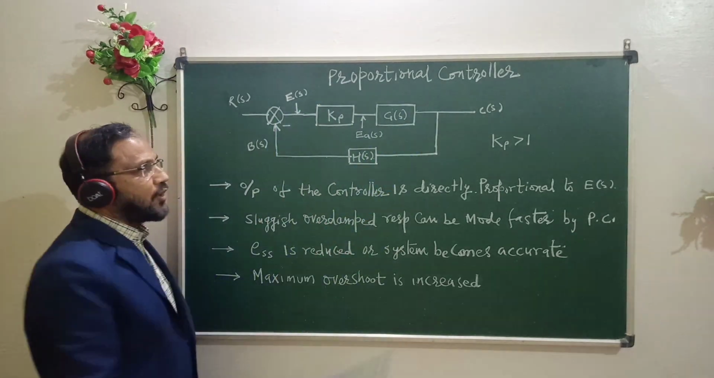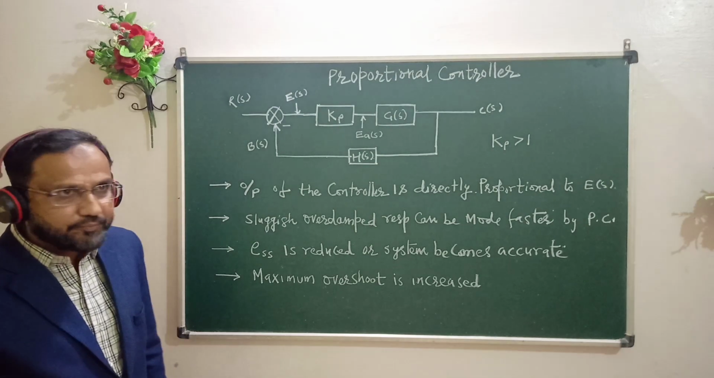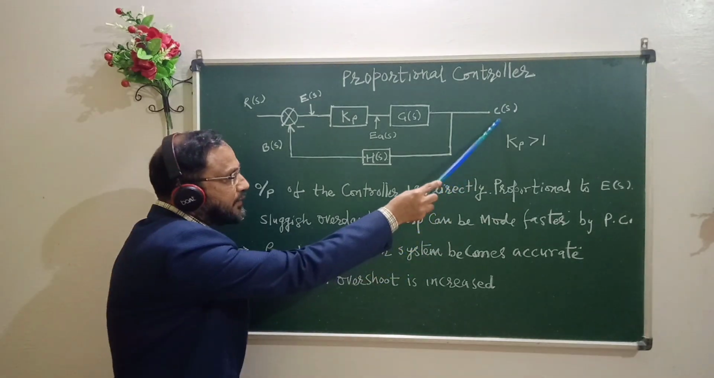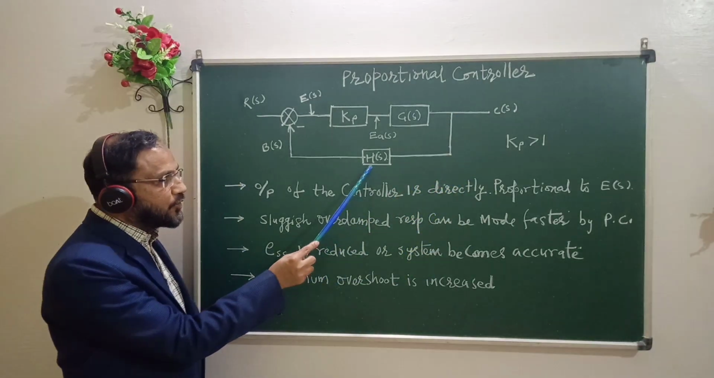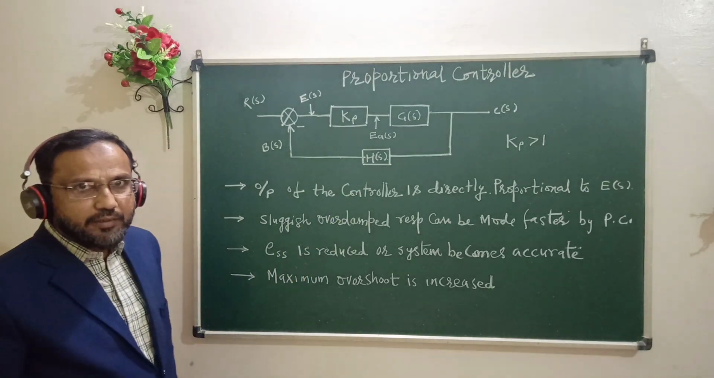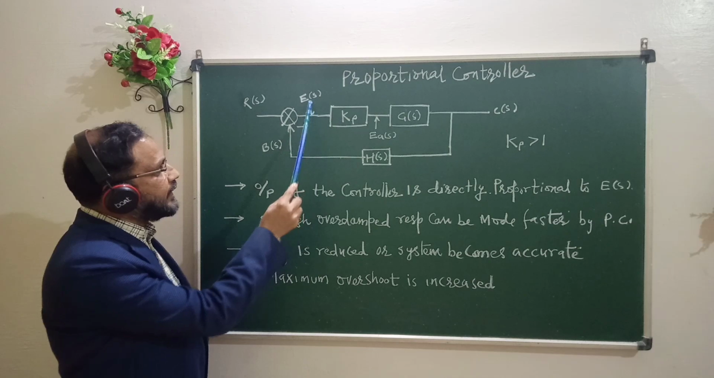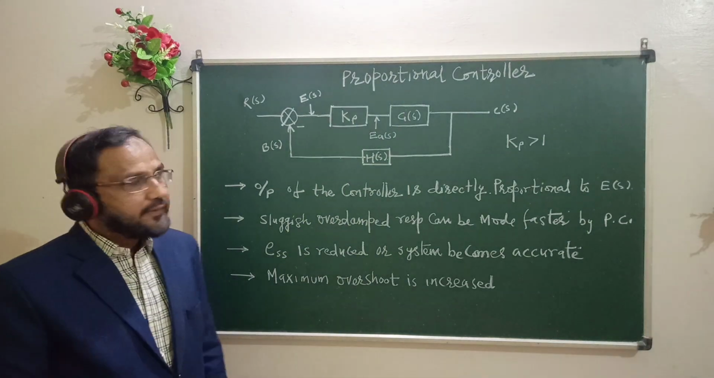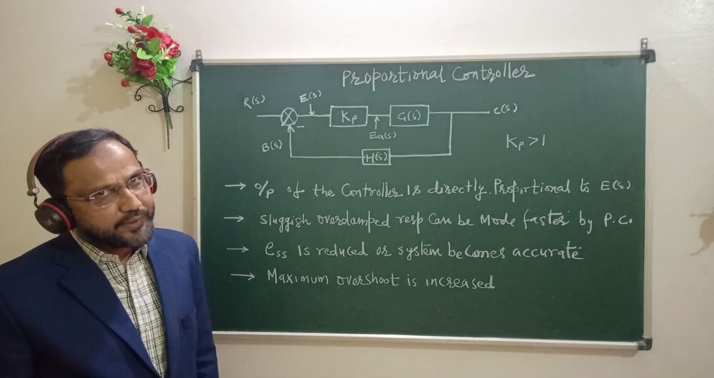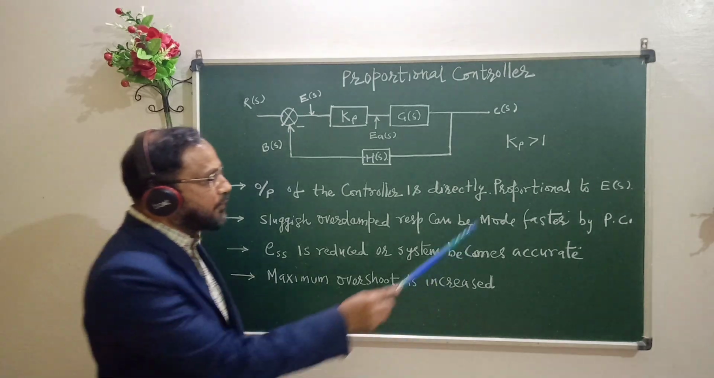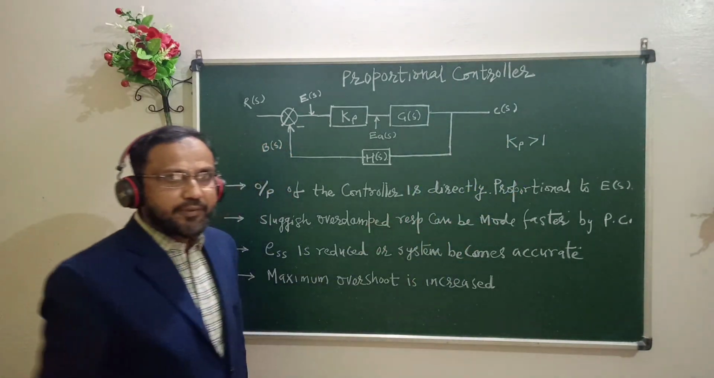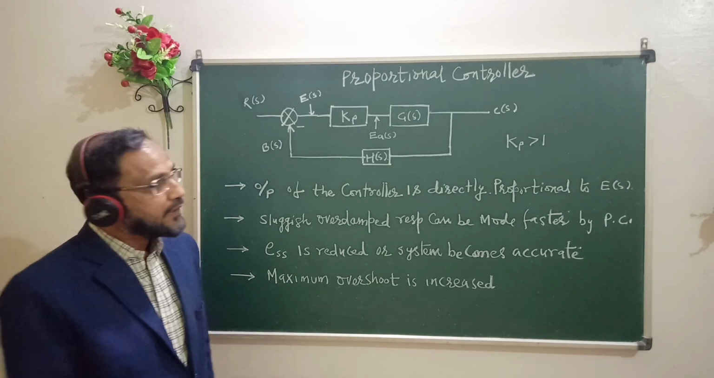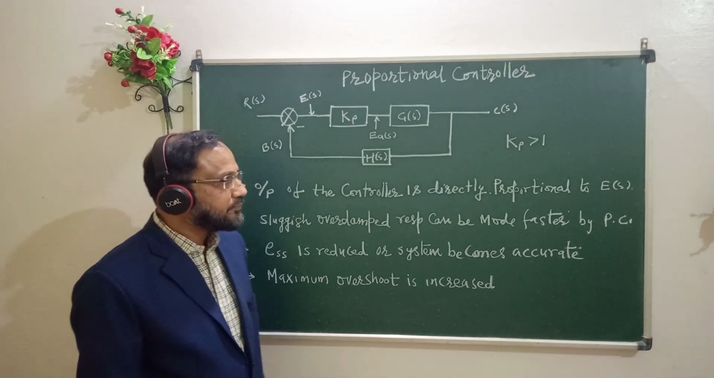This is the block diagram of proportional control process. R(s), that is input in Laplace transformation, C(s), that is output, H(s), feedback part transfer function, E(s), that is error signal, Kp, gain of the proportional controller, G(s), forward path transfer function. Gain of proportional controller is usually kept greater than 1, but it is not always necessary. In most of the cases, Kp is greater than 1.